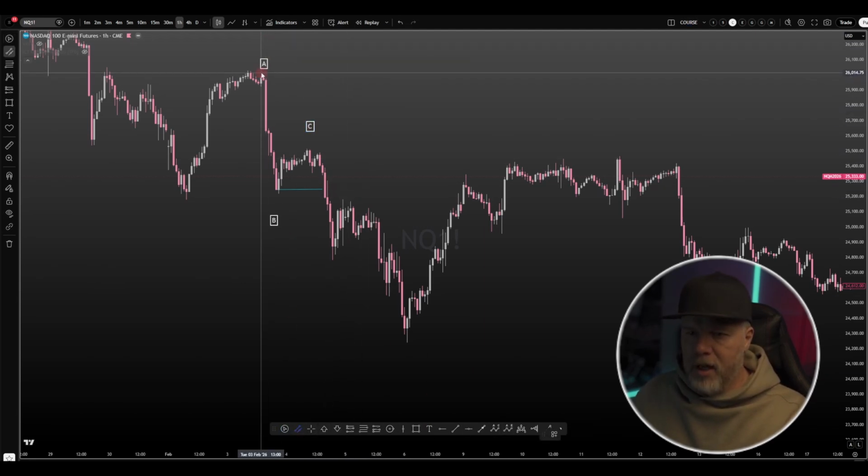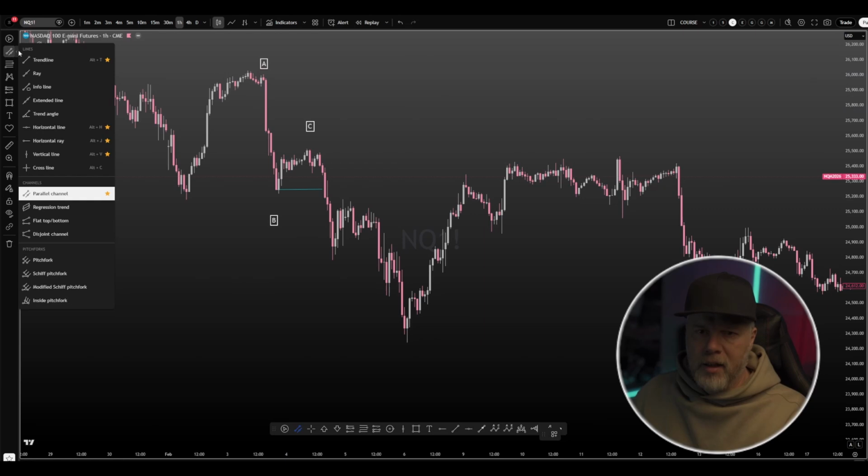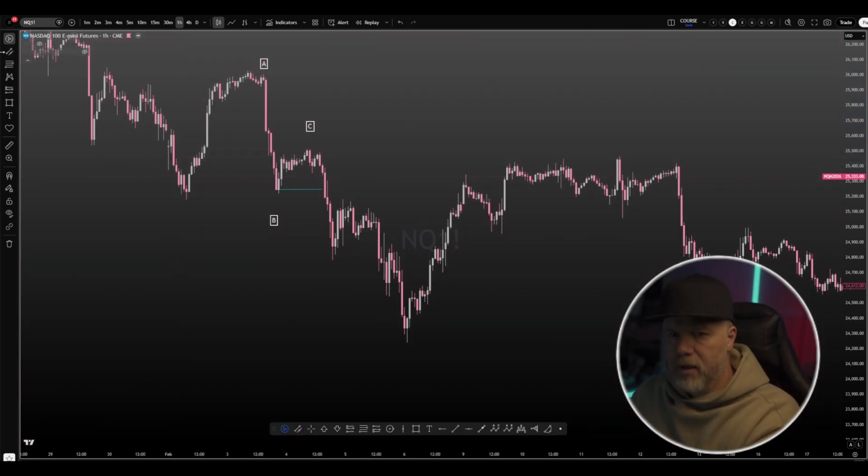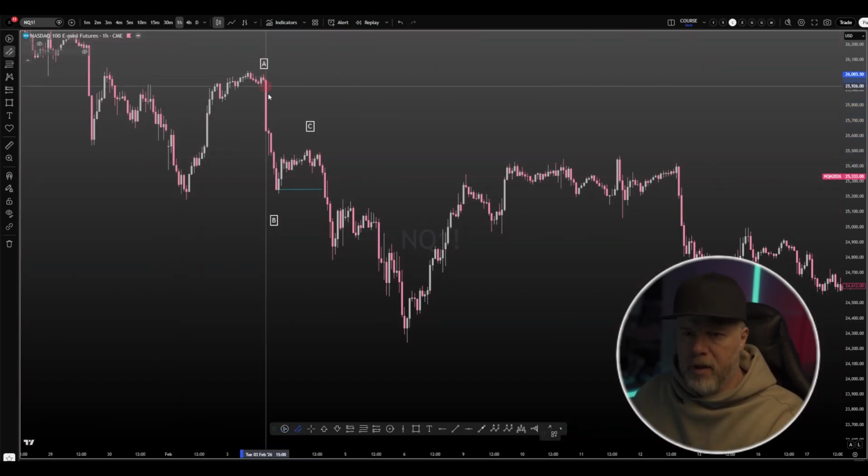Get your parallel channel. If you don't know, parallel channel is up here, located on the left in your toolbar. Click it, it will open up. Come down to channels, favorite it, parallel channels. You're going to be using it quite a bit, okay? So we go through point A. Oh, hold on. Let's do that again. There we go. Point A through down point C, and we keep dropping this down.